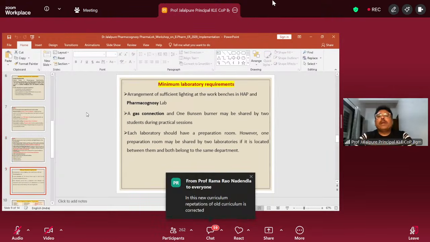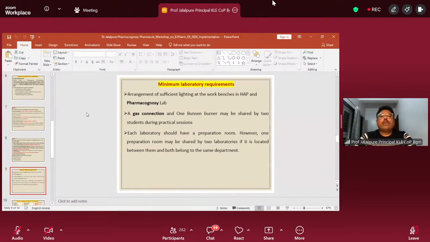And these are the minimum laboratory requirements. Of course, many more need to be there, general laboratory requirements, but these have been specifically mentioned for HAP and pharmacognosy. There should be sufficient light on the working benches, because in these subjects microscopes are used and sufficient light has to be given. A gas connection and one Bunsen burner may be shared by 2 students during practical sessions. Of course, these are small requirements.